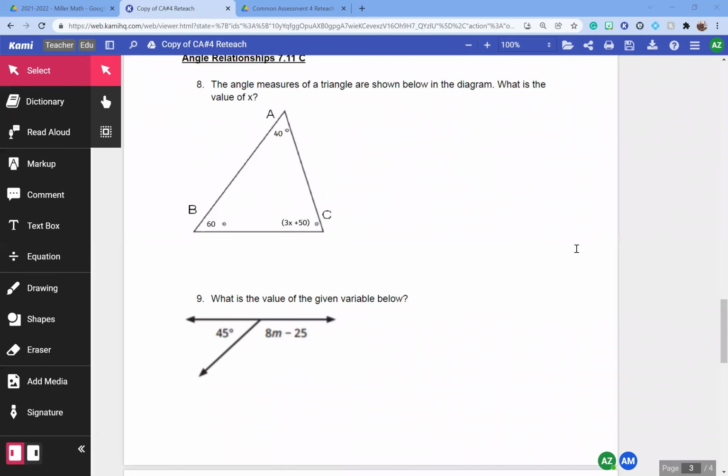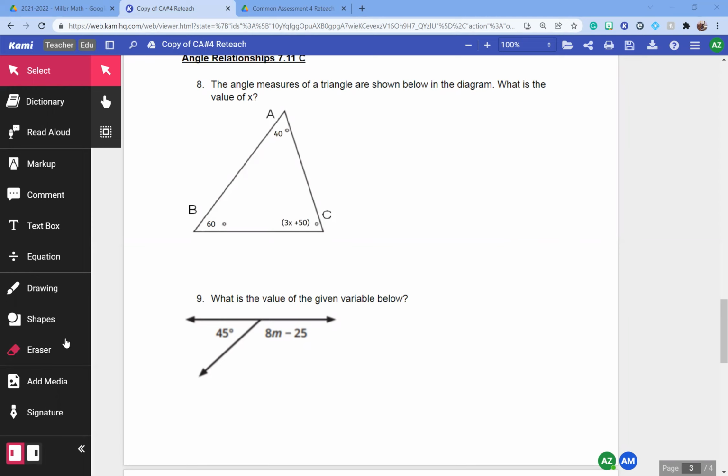Okay, let's go ahead and talk about angle relationships. Let's just go over a couple of things. Whenever we have a triangle, our three angles inside need to give us a total of 180. So we're going to write an equation. That's what's going to be by itself on one side of the equal sign.